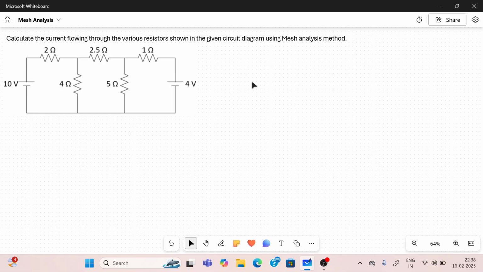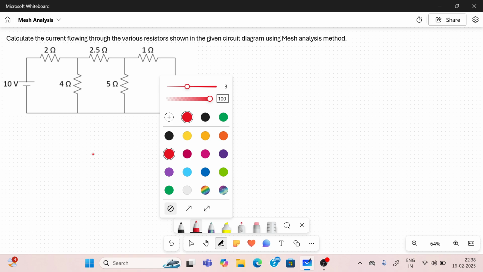Today we are going to discuss mesh analysis in the electrical circuits subject. The question is: calculate the current flowing through the various resistors shown in the given circuit diagram using the mesh analysis method.